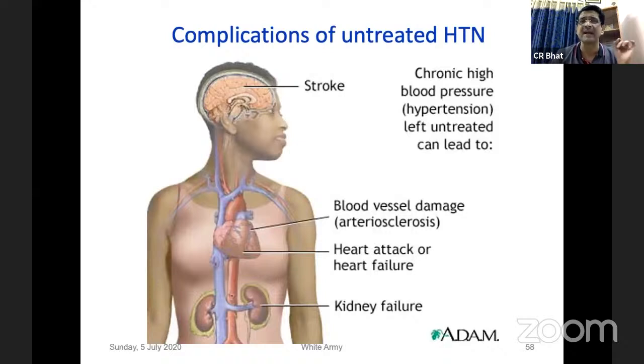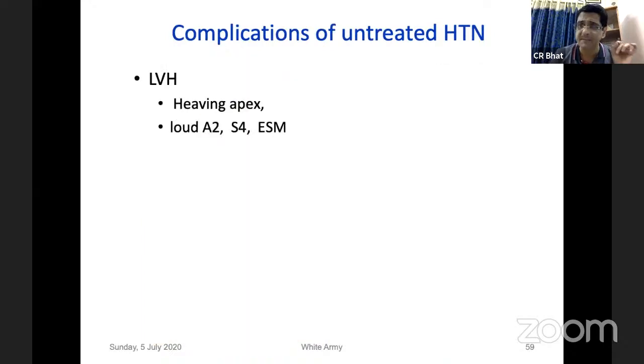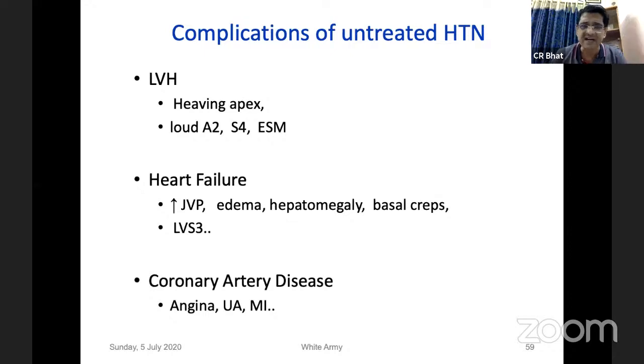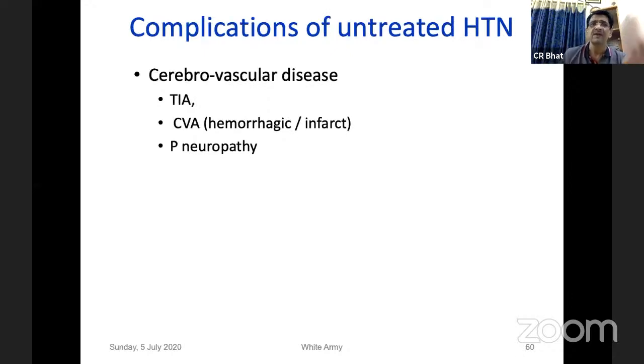Now, untreated hypertension can lead to complications. We all know that it can induce stroke, it can induce left ventricular hypertrophy, which we can pick up by the heaving apical impulse or loud A2 or S4. That's the clinical indication. Heart failure like elevated JVP, hepatomegaly, edema, basal crepts, LV S3. Coronary artery disease like patient may have the angina, unstable angina, or myocardial infarction.